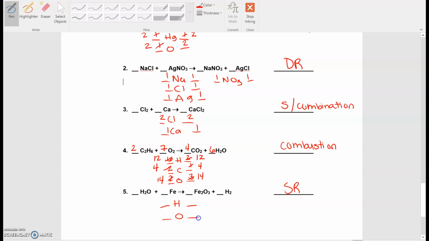Balancing: 2, 1, 1, 2, 3, 2. So to get 3 oxygens, I need to put a 3 there, and that gives me 6 hydrogens. And I would put a 2 here, which gives me, oops, not a 2 there, my apologies. I need to put a 2 in front of this iron to give me 2 irons, and then a 3 here to give me the 6 hydrogens. Now that's balanced. All right, I hope this was a good review for all of you.